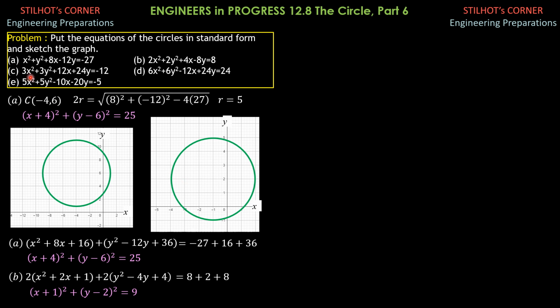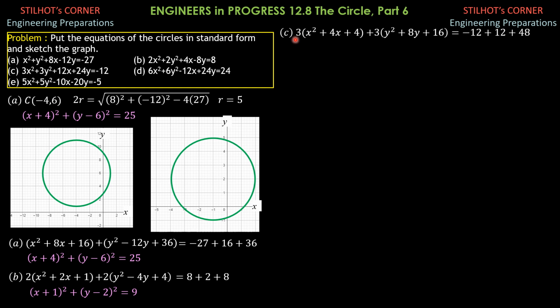Then part C, factor out 3. So 3 times (x squared plus 4x plus 4), then plus 3 times (y squared plus 8y), because 24 over 3 is 8, then plus 16, 3 times (y squared plus 8y plus 16) equals negative 12 plus 3 times 4, 12, plus 3 times 16, 48. So negative 12 plus 12 plus 48. Cancel out negative 12, 48 over 3 is 16. So the radius is 4.